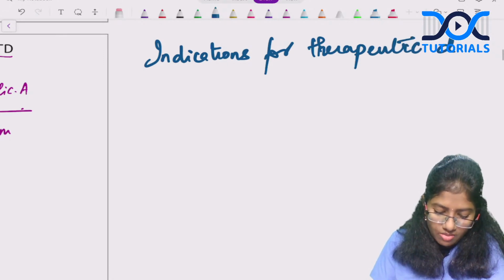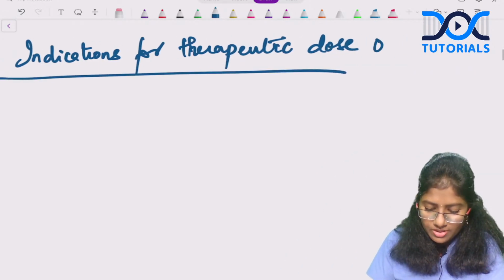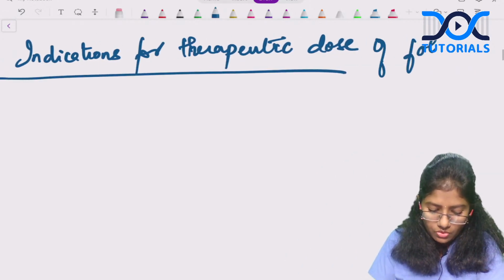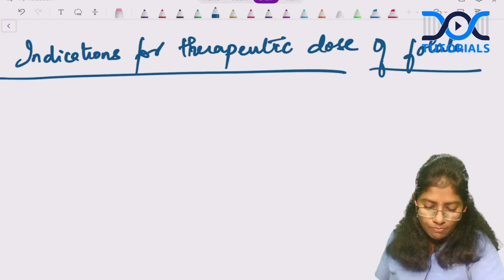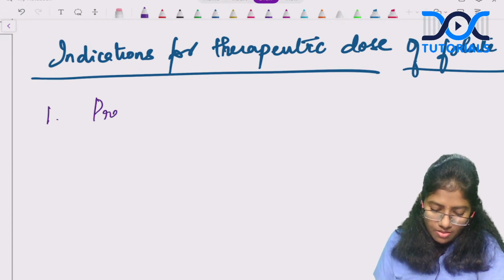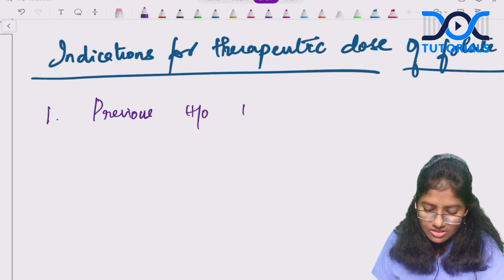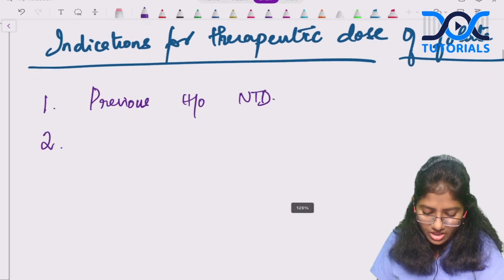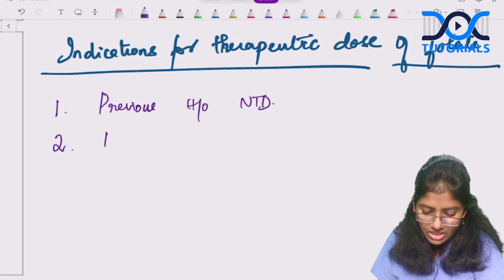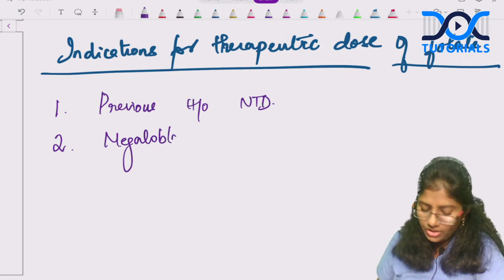Number 1, previous history of neural tube defect. Previous history of neural tube defect is the most important indication for therapeutic dose. Next comes megaloblastic anemia, the second indication. Next comes hemolytic anemia. Hemolytic anemia during pregnancy is another indication for high dose folic acid.